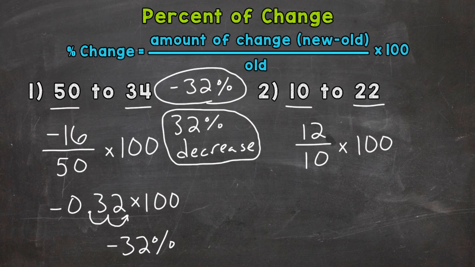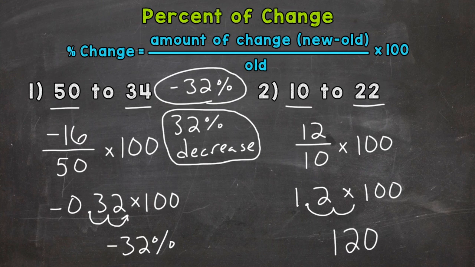12 divided by 10 is going to give us 1 and 2 tenths, and then we multiply by 100 to convert it to a percent. So let's move the decimal twice to the right. 1, 2, and we can fill that gap with a 0 there, so we end up with 120%, and that is positive, so we know it's an increase. So we had a 120% increase.